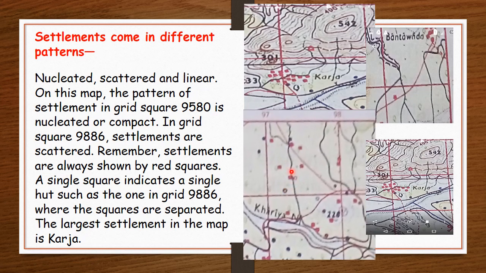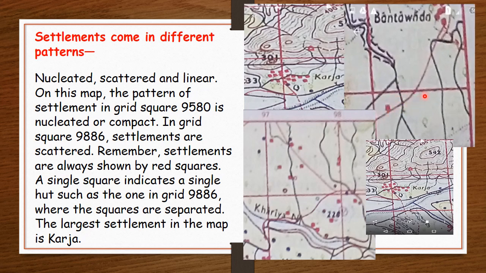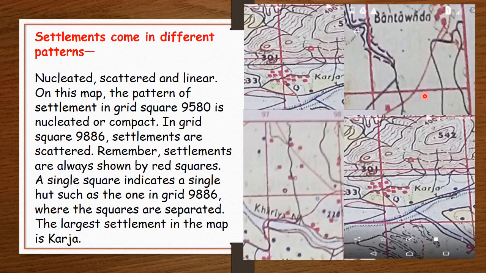And yes, that is always shown by the red colored square, right? So grouped together, that is the clustered or compact or the nucleated. Scattered, that is the dispersed settlement, right? And yes, a single square, when it is shown, that is the single hut, we can say. It is found on this map extract in the four grid, that is 9886. And when the question is asked in the exam which is the largest settlement shown in this map, then yes, the answer is the Karja. So clearly, you have to neatly observe the map and find out the answers properly.